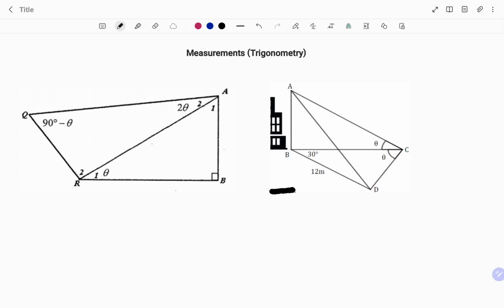In this video, I'm going to show you how to apply your sine rule, your trigonometric ratios, and your Pythagoras theorem to solve the following problems.